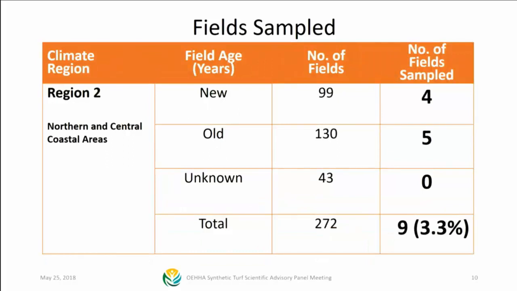Region 2, shown here, covers the northern and central coast areas. We sampled a total of 4 new fields and 5 old fields in this region. We did not sample any fields from the unknown age category. The total number of fields sampled in Region 2 was 9, or 3.3% of all fields in Region 2. As you can see, we were unable to recruit 1 additional new field, but we were very close to our goal of 10 fields in this region.